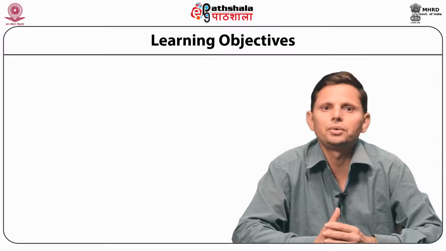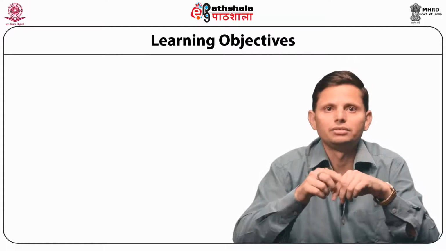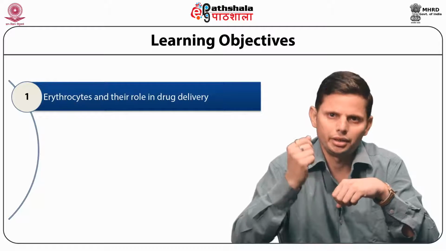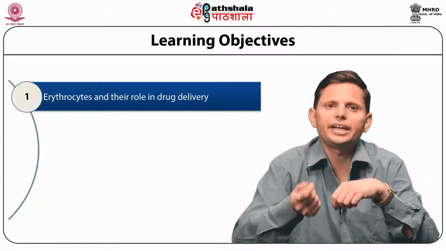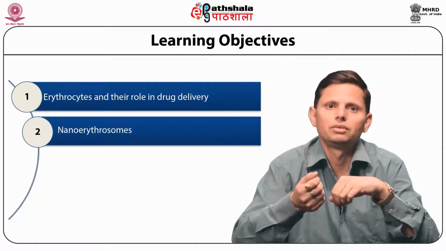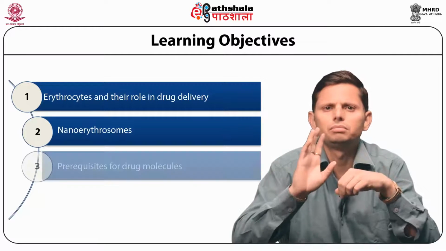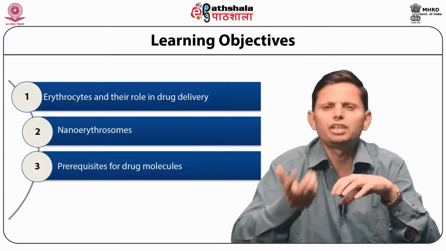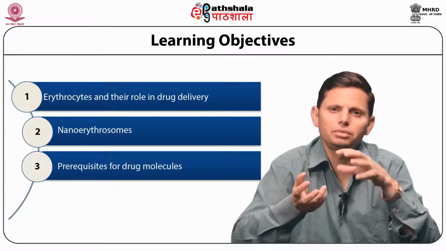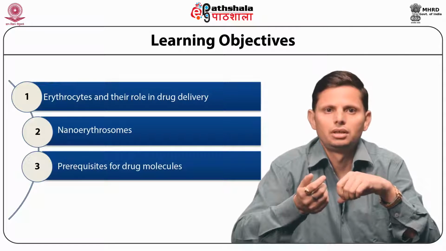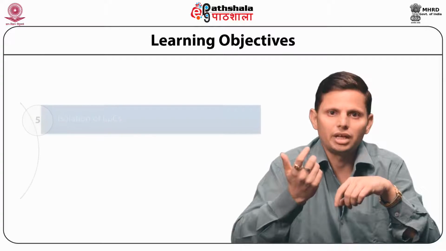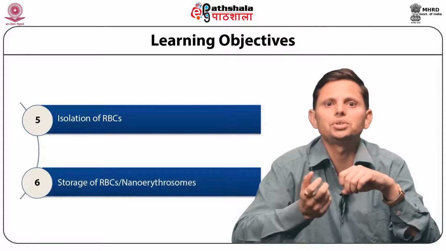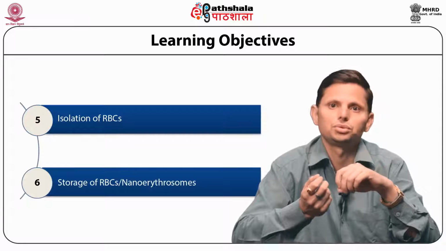The learning objectives of today's module are: first, erythrocytes and their role in drug delivery, how they can be used in drug delivery. Second, nanoerythrosomes, what they are. Third, prerequisites for drug molecules: what characteristics a drug molecule should possess to be entrapped in RBCs. The limitations, the isolation techniques for red cells, and lastly, storage of RBCs as well as nanoerythrosomes.